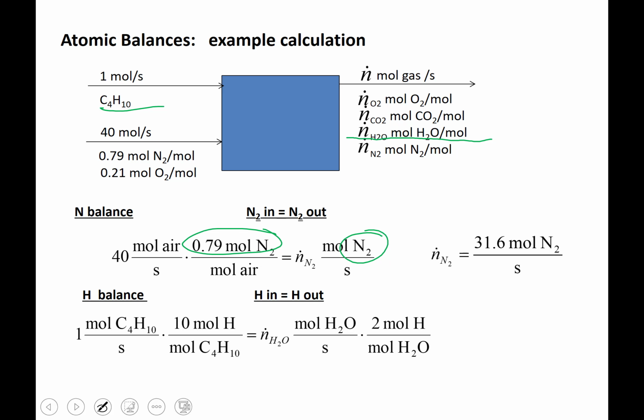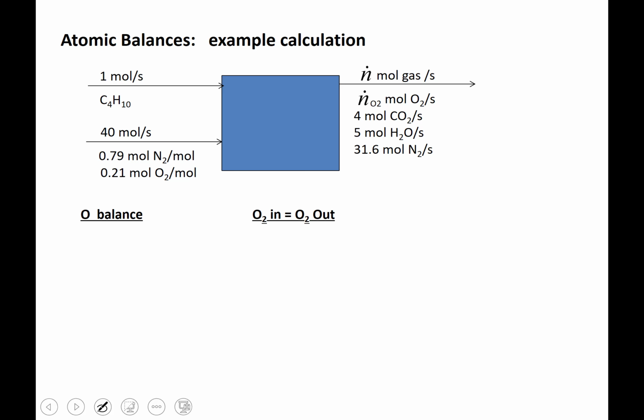We have 1 mole of butane times 10 moles of H is equal to n dot H2O moles of H2O per second times 2 moles of H per mole of H2O. That's an H balance. And we have n dot H2O is equal to 5.